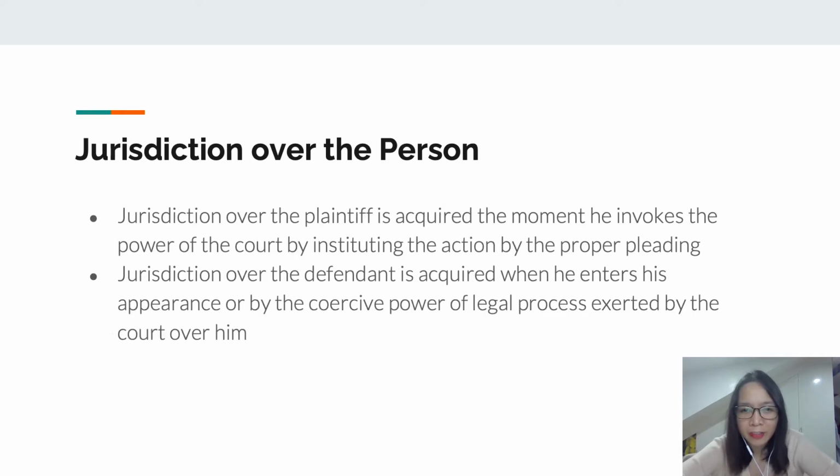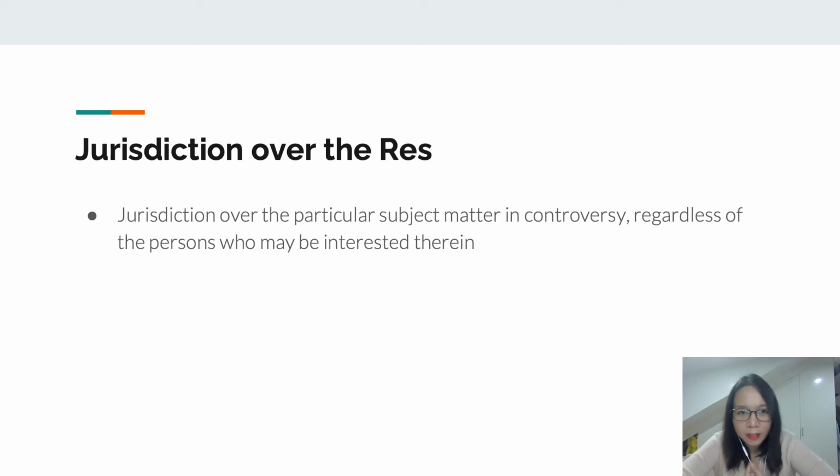Jurisdiction over the plaintiff is acquired the moment he institutes an action by filing the proper pleading. On the other hand, jurisdiction over the defendant is acquired when he enters his appearance or via court summons. Another concept of jurisdiction is jurisdiction over the res. So this is jurisdiction over the particular subject matter in controversy, regardless of the persons who may be interested therein.